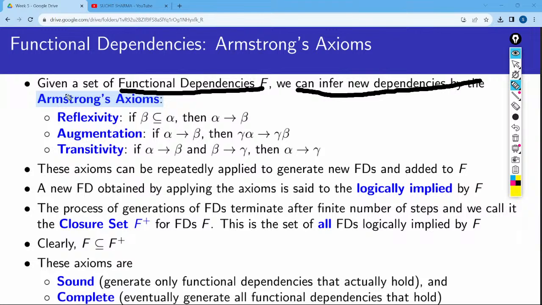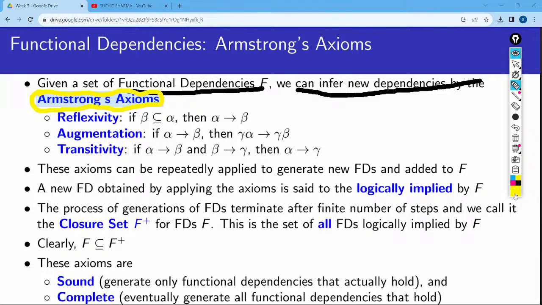Let me mark it in another color. By Armstrong's axioms, the first one is reflexivity, meaning if beta is a subset of alpha, then alpha is the functional dependency of beta. Meaning, if beta is a subset of a given set alpha, then beta is also functionally dependent on alpha, right?